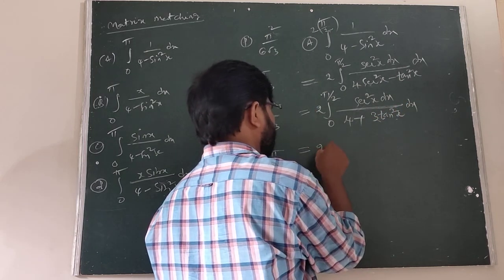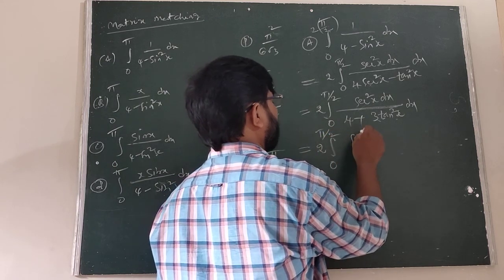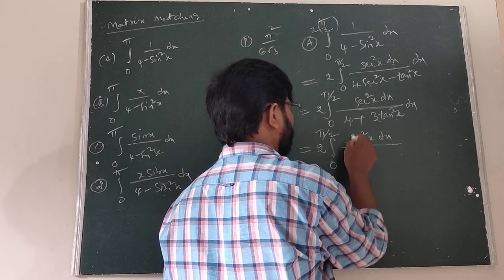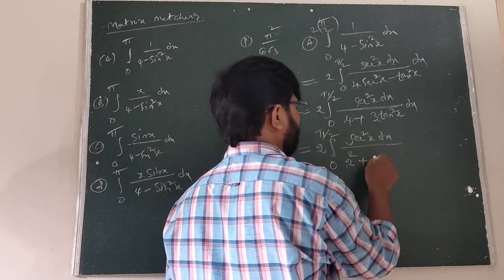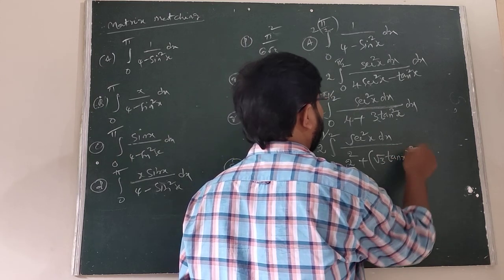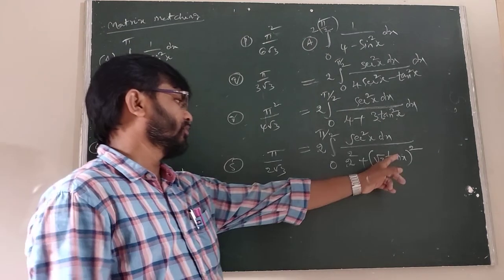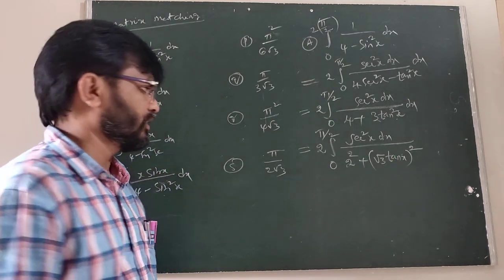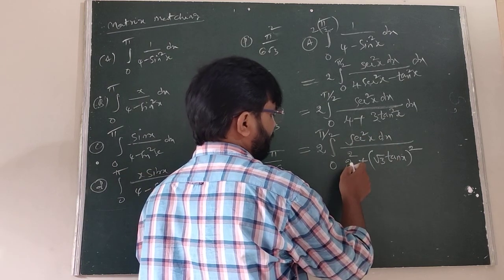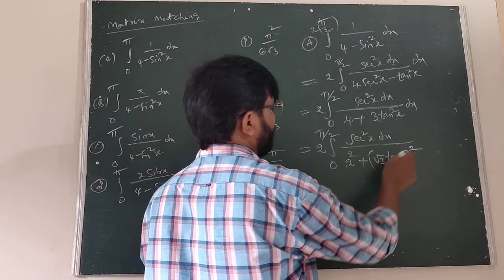After that, we can write this as the integral from 0 to pi by 2 of secant square x dx. This can be written as 2 square plus root 3 tan x whole square. Is it clear or not? We have to know that the derivative of tan x is secant square x dx. Therefore, this is dt by a square plus root 3t whole square.